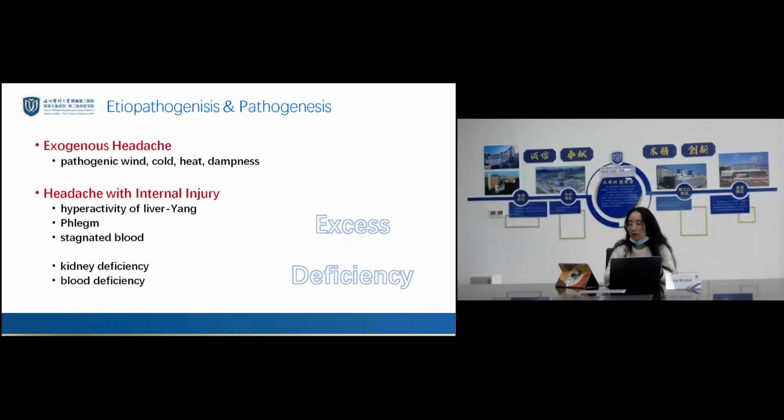But if the patient has a weak body condition, with kidney deficiency causing the headache, then he may have a sore waist and knee, dizziness, vertigo, fatigue. If it's a man, it may correspond with spermatorrhea, with red tongue but less coating, thin and weak pulse. And if it's a blood deficiency, it may also have vertigo, fatigue. But if you see the face, it's a lustreless face, and the patient will get worse after hard working. And you can see the tongue is pale and the pulse thin and weak.